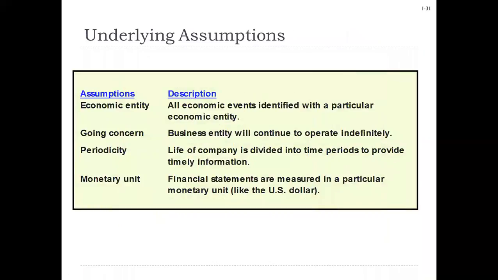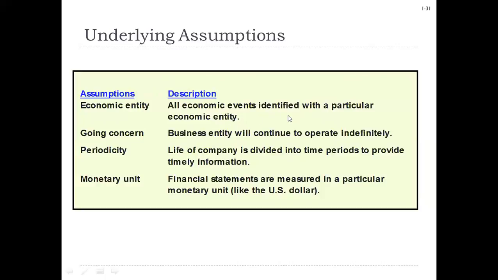Okay, underlying assumptions are assumptions that we have to make in order to follow the accounting rules, I guess. And let me go through these in detail. Economic activity assumption says we keep things separate for separate entities. So all the economic events identified with a specific entity are gathered together in one place and put together as financial statements. So you have to separate different economic entities.